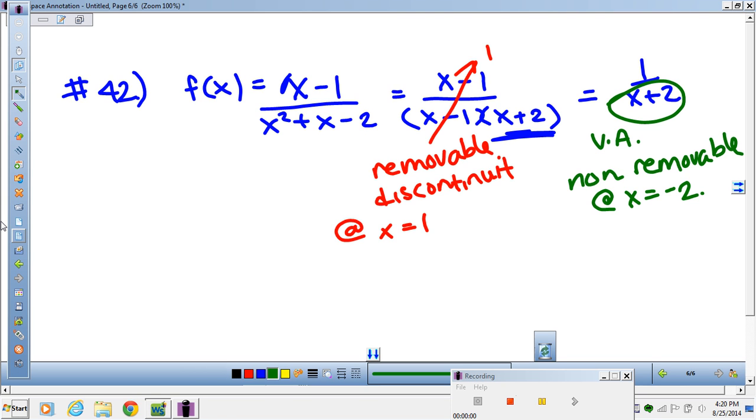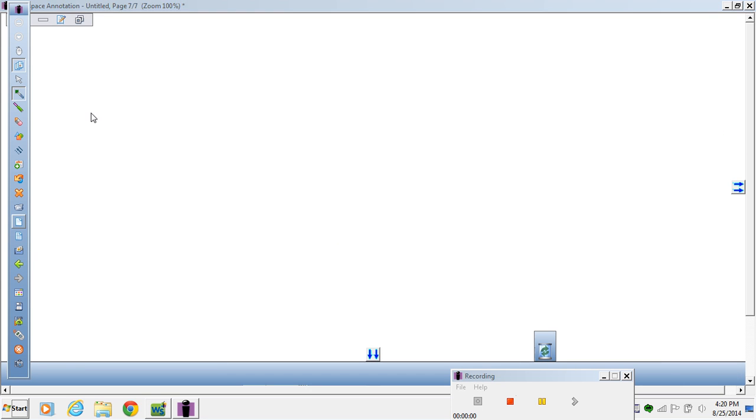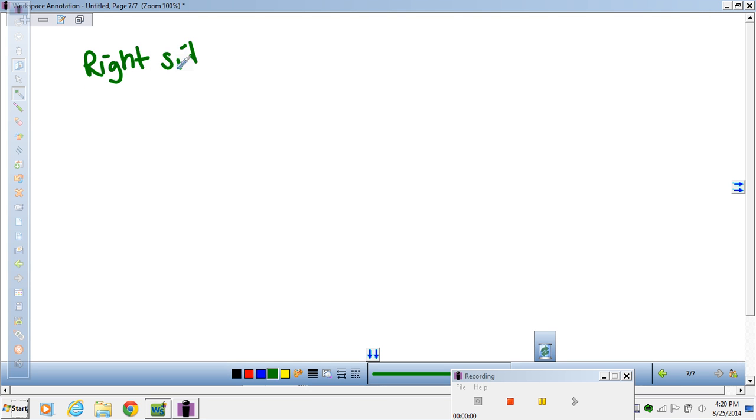Okay? And let's see. So now that I know something about continuity, now I'm going to use one-sided limits to help me show that something is continuous. But first, let's do the one-sided limit. So if I'm coming from the right side, you will see something like this. The notation is a little bit different. So limit of f of x as x approaches c from the right.